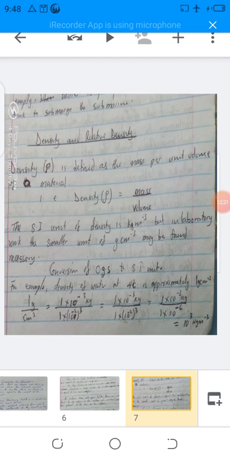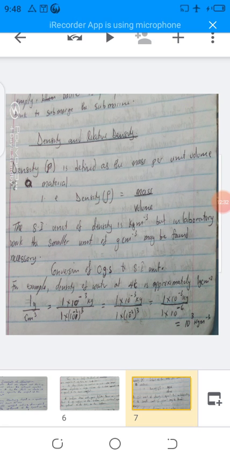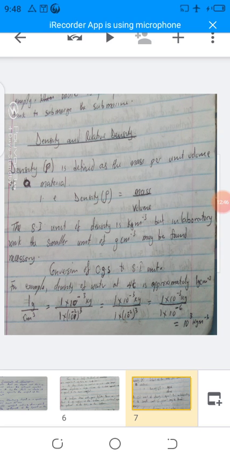Now, density and relative density. Density is defined as the mass per unit volume of a material. Density is denoted by the symbol you see on the screen. The symbol is called rho, R-H-O, rho. Density is defined as the mass per unit volume of a material, that is, mass over volume.